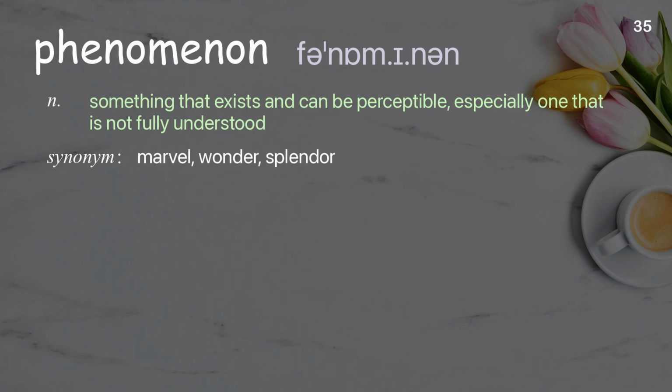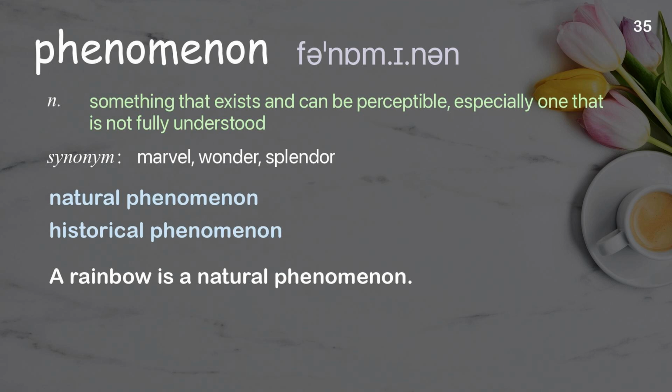Phenomenon. Something that exists and can be perceptible, especially one that is not fully understood. Examples: Natural phenomenon. Historical phenomenon. A rainbow is a natural phenomenon.